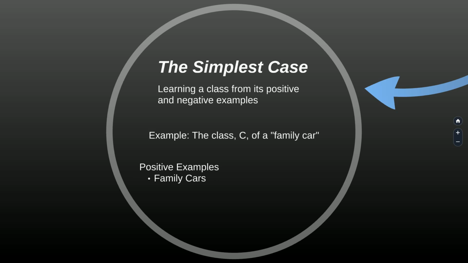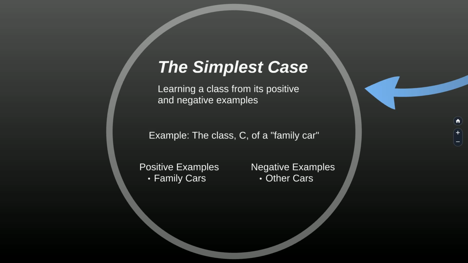So positive examples: family cars, these are going to be your minivans, your SUVs, anything with a high safety rating. On the negative example side, you've got maybe race cars and sports cars. Motorcycles, probably not a family car, whether or not you consider that a family car.